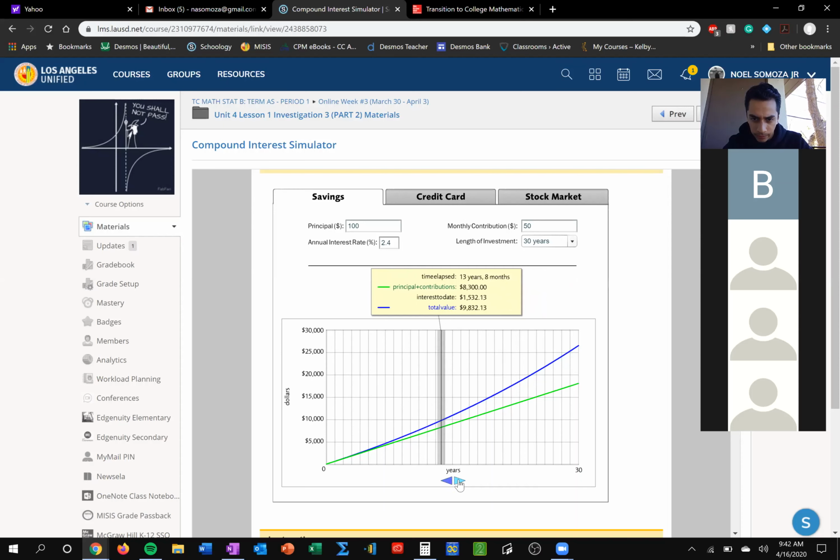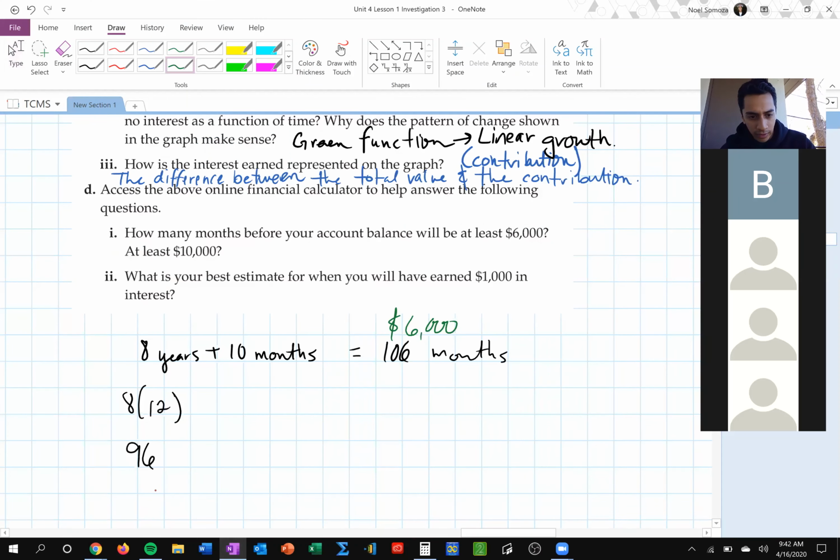Oh, too far. Okay, so right here, right between 13 years and 10 months and 13 years and 11 months, it makes the jump from just under 10,000 to just above 10,000. Okay, so for us, the total value would be, okay, so for 10,000, 13 years plus 11 months.